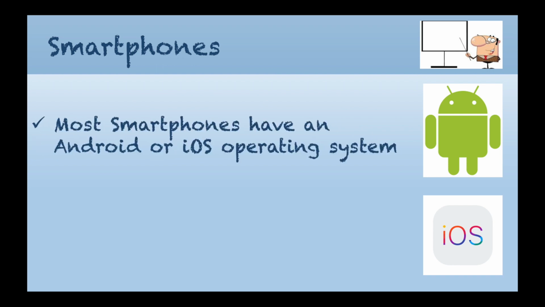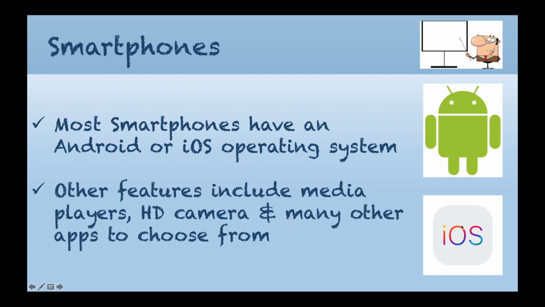Most smartphones have an Android or iOS operating system. As you can see here, this little green man, that's Android. An example of an Android phone would be a Samsung S10. And this one down here, iOS, is Apple's version of an operating system. Other features of smartphones include media players, so you can watch films, you can watch Netflix on your smartphone if you wish. HD cameras, so you can take photographs on your smartphone, and many other apps as well. There are actually millions upon millions of apps to choose from now.